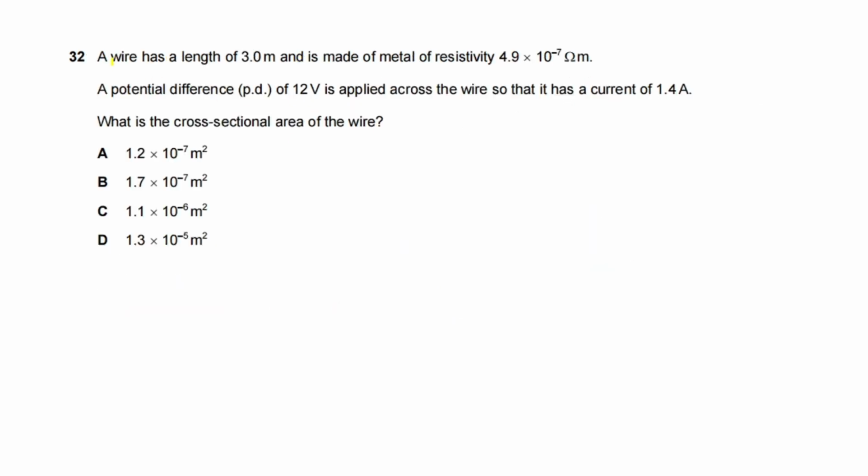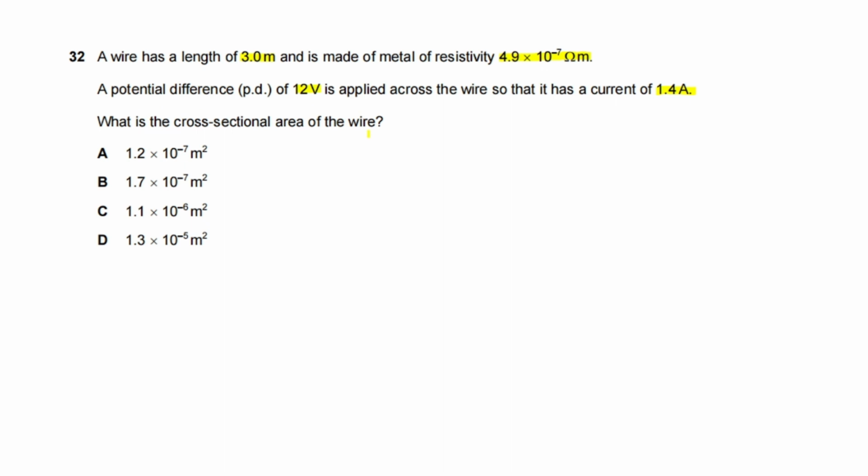Question number 32. A wire has a length of 3 meters and is made of metal of resistivity 4.9 times 10 to the power minus 7 ohm meter. A potential difference of 12 volts is applied across the wire so that it has a current of 1.4 amperes. What is the cross-sectional area of the wire?